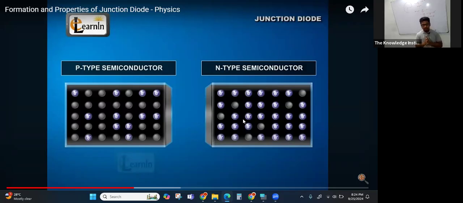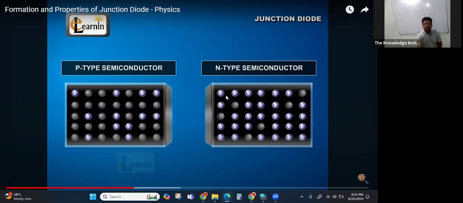Okay, so diffusion is when there is a difference in concentration, or a concentration gradient, the particles will always flow from higher concentration to lower concentration, right? So here we can see in P type there is a high hole concentration, and in N type the hole concentration is small. Therefore the holes will flow from P type. The exact word is diffuse. The holes will diffuse from P type to N type.